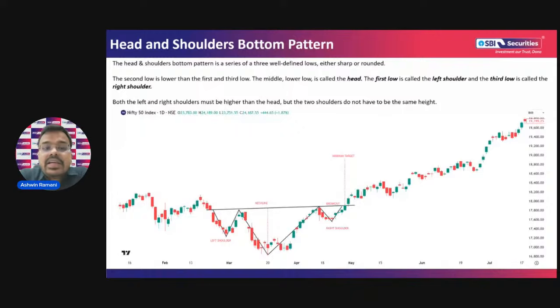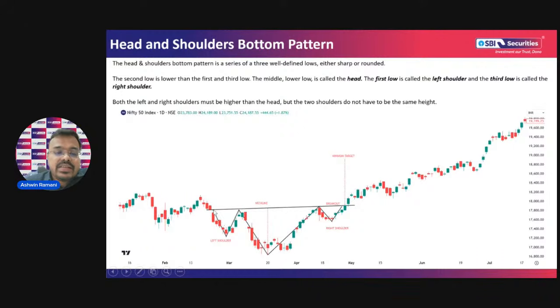Then similarly, the opposite of the head and shoulders top pattern is your head and shoulders bottom pattern. What happens is exactly similar. So again, there is a left shoulder, right shoulder, and then there is a head. The middle one, the head, should be the lowest point. The lows of the left shoulder and right shoulder should always be higher than the head.